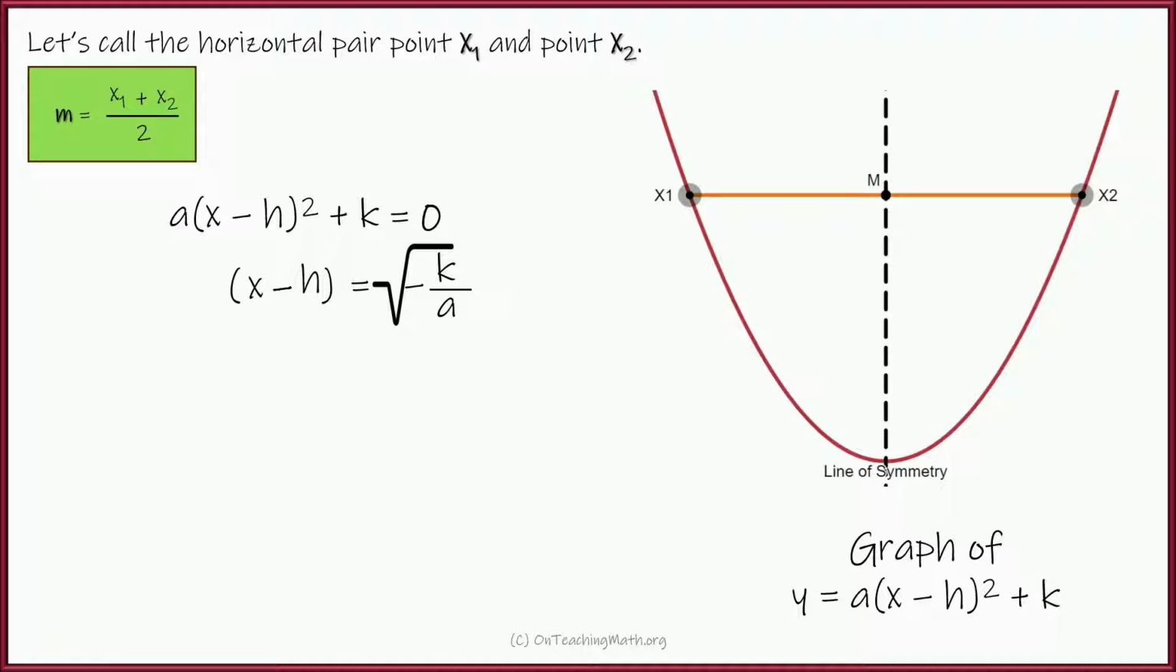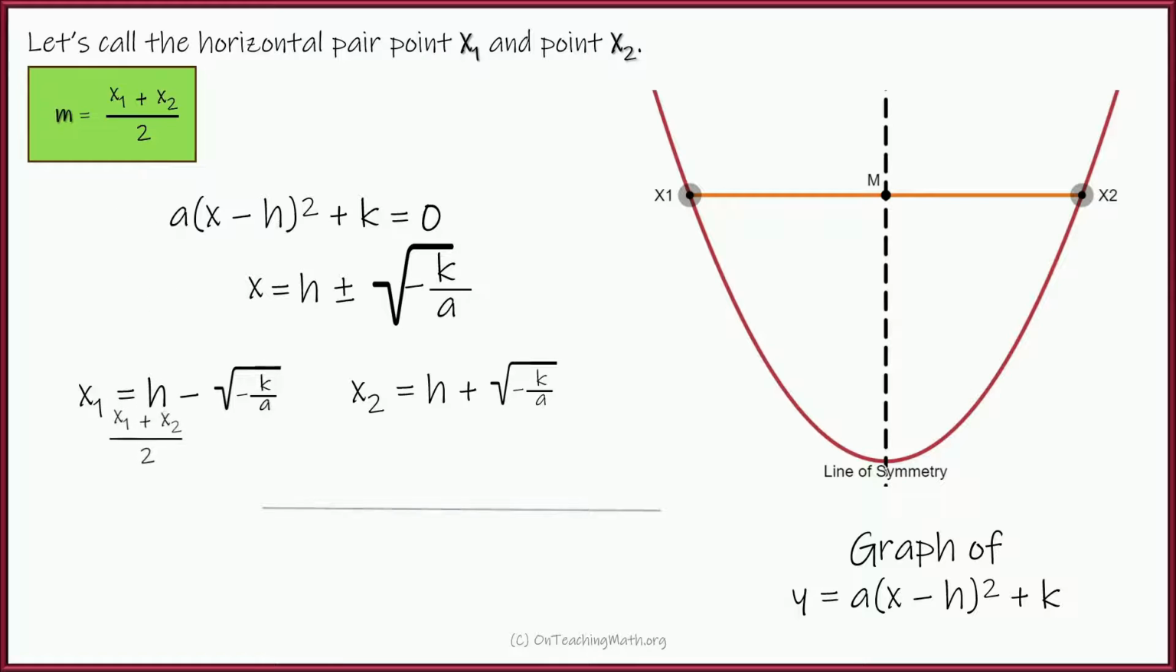But the parentheses, there's nothing keeping them there anymore, so I can go ahead and add h to both sides, and the square root could be a plus or a minus. So over here at x1, we're going to have h minus the square root of negative k over a, right? The reason it's minus is because it's to the left, so we're subtracting. And x2, well, that would be h plus the square root of negative k over a. So this is x1 right here, and over here, x2 is h plus the square root of negative k over a.